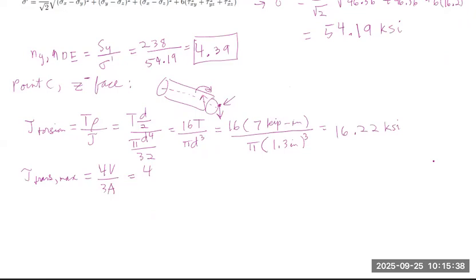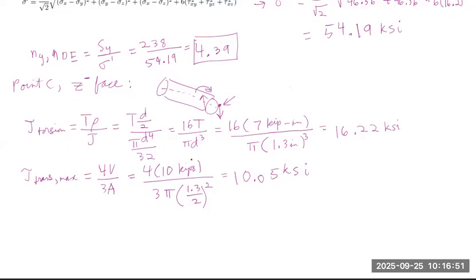So 4 times 10 kips over 3 times the area of that face, which is pi times (1.3 over 2) squared. So this value will be equal to 10.05 KSI.